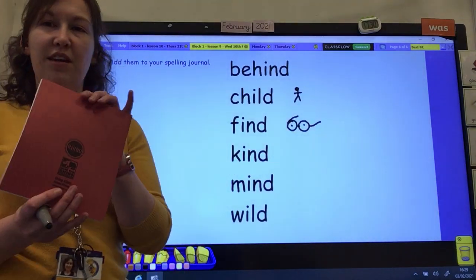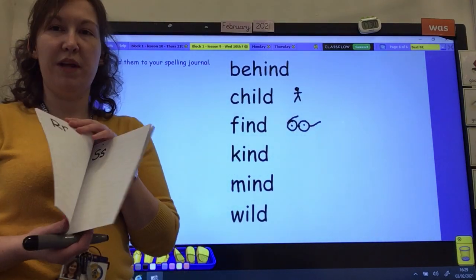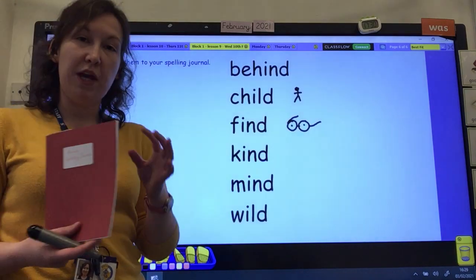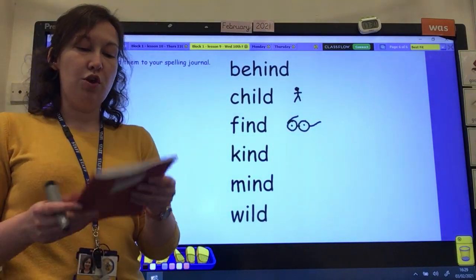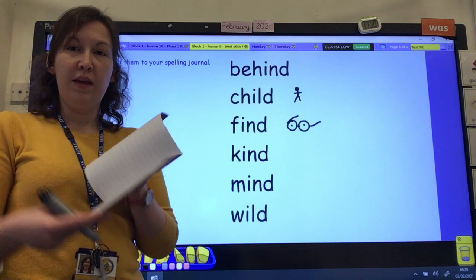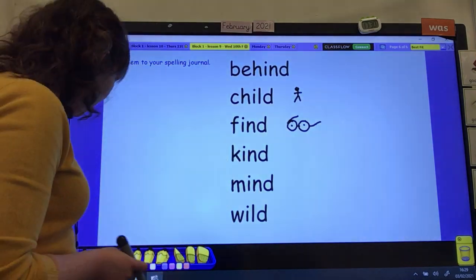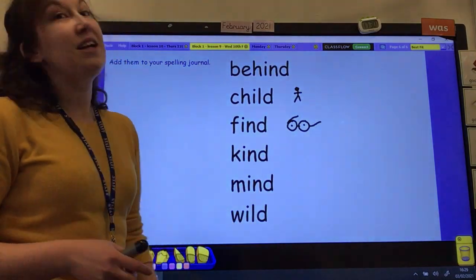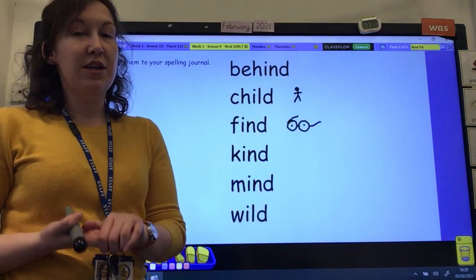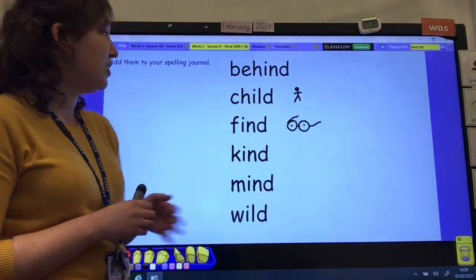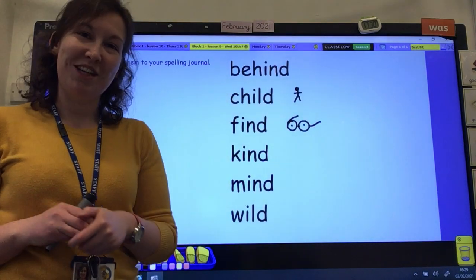So today, can you go and add your words to your spelling journal? Remember, at home you could just have a piece of paper with all of the letters of the alphabet on. You could fold up some pieces of paper to make your own little book. It is up to you, and these will be really useful for you. So that is all we've got left today to do, is add them into your spelling journal, and then I will see you tomorrow.